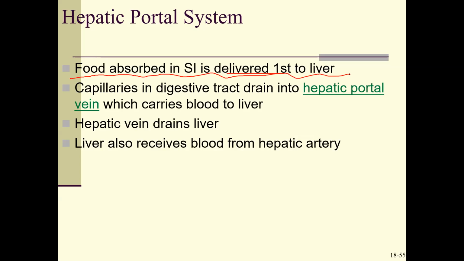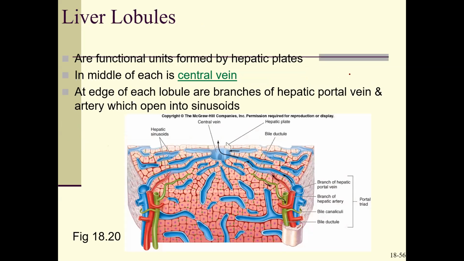Okay, then we talked about what the blood supply does. The sinusoids drain into the central vein, which then goes back to the vena cava, and so on and so forth. So the hepatic plates are the functional structure of the liver.